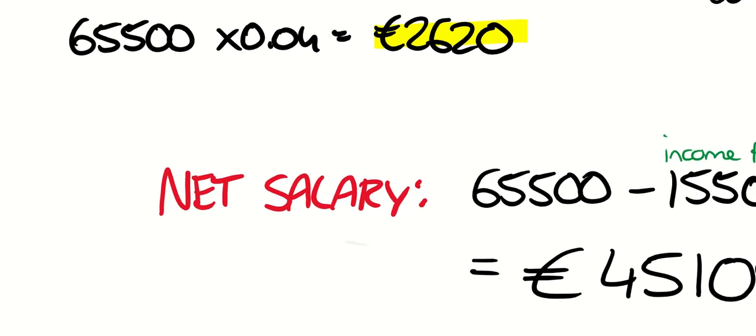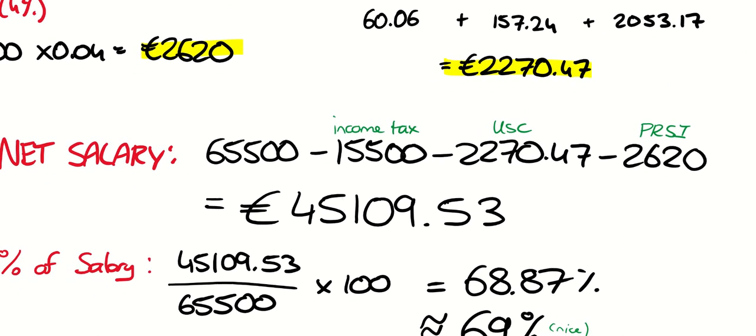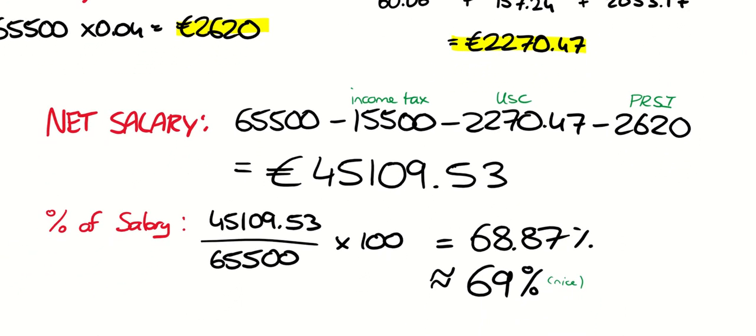Yep, so then your net salary is her total salary minus her taxes, and then as a percentage of her salary, you get that amount. So 68.87%, you express one over the other times 100, and it works out as around 69%.